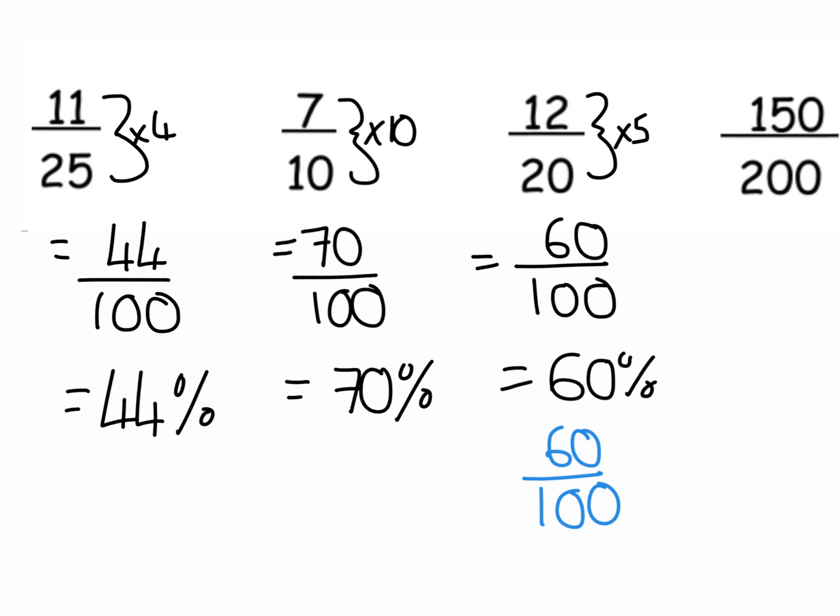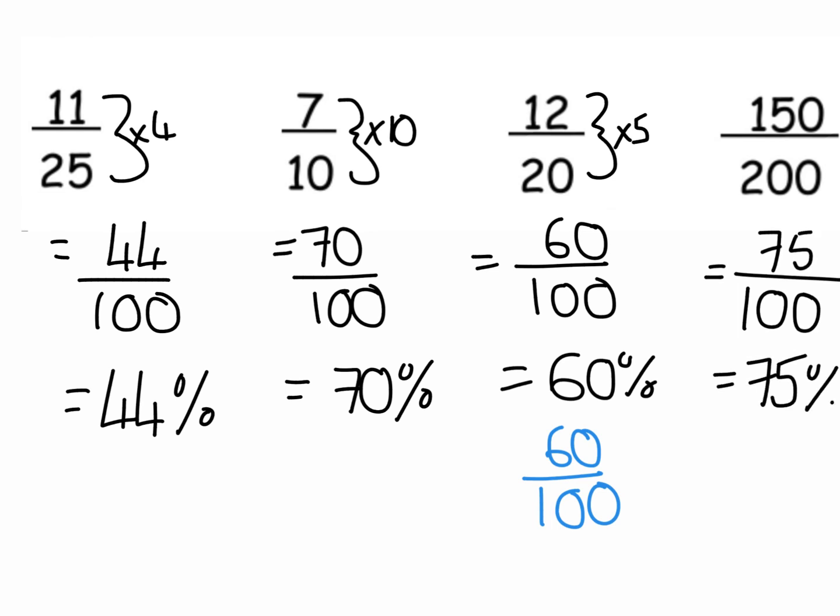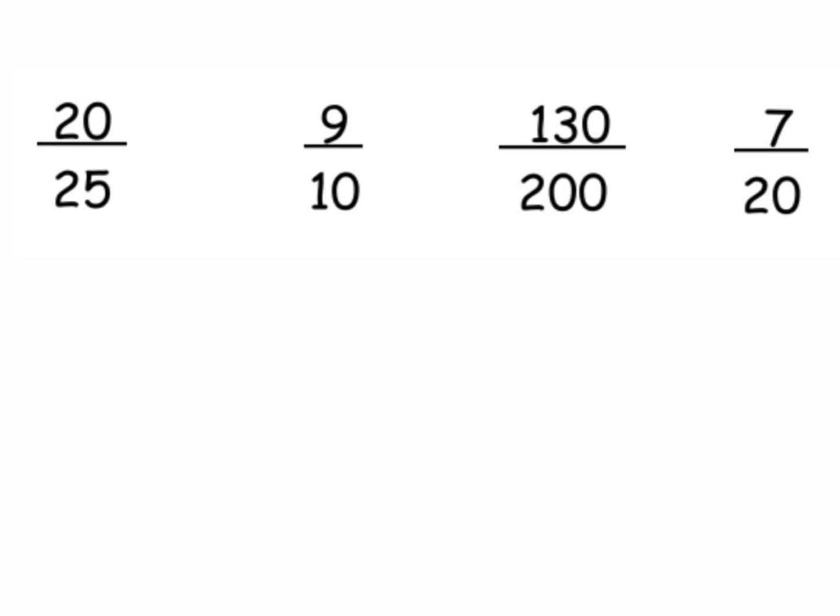Right, let's look at my fourth one. For my fourth one, it's out of 200, but you can make 200 into 100. All you have to do is half the top number, and half of 150 is 75. So this one is 75%. Okay, so these only work if the bottom numbers are easy to turn into 100. So let's have a look at some of the other ones.